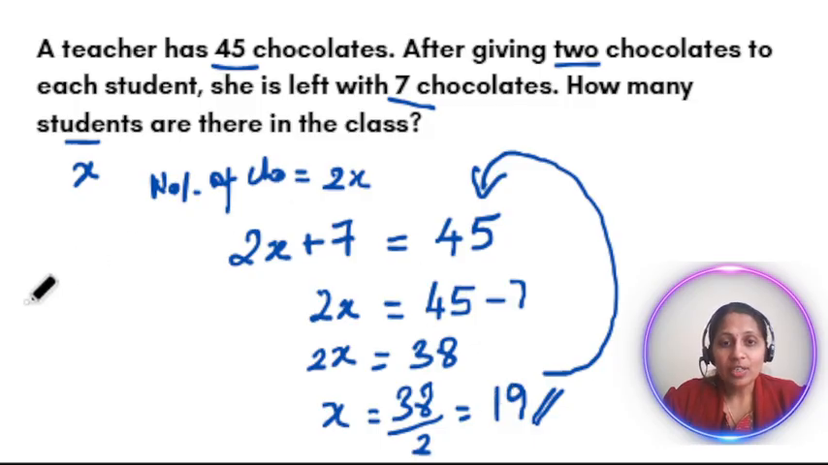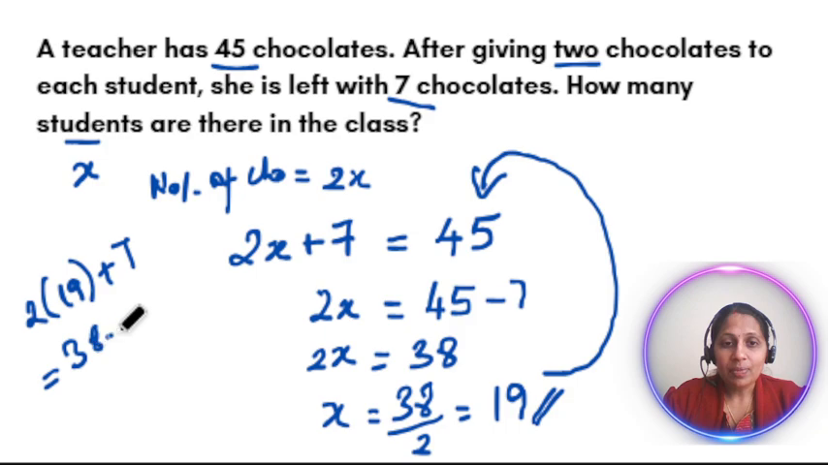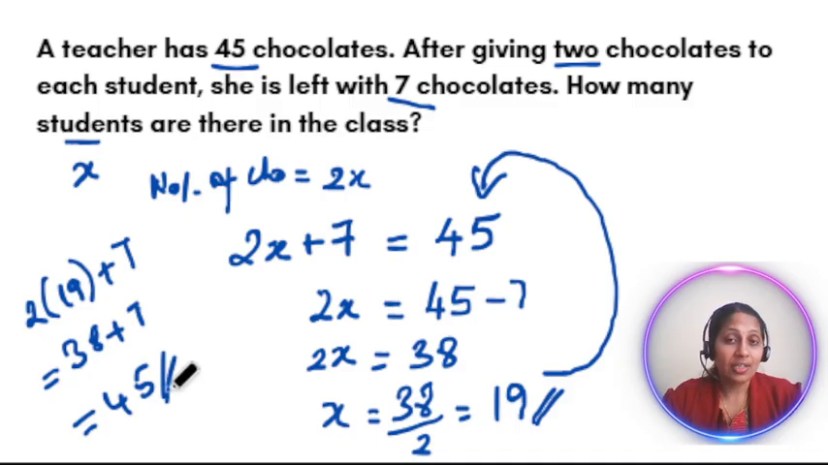So let's verify. So 2 times your 19 plus 7 should give you 38 plus 7, which is 45, which is the total number of chocolates that the teacher had initially. So this answer is right.